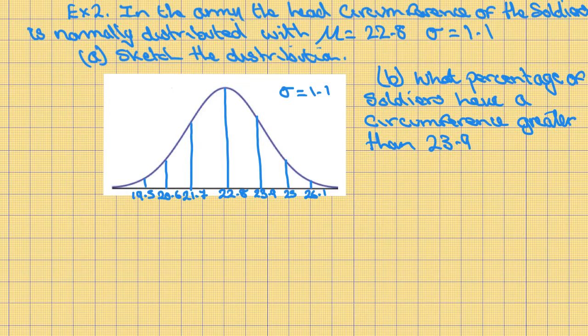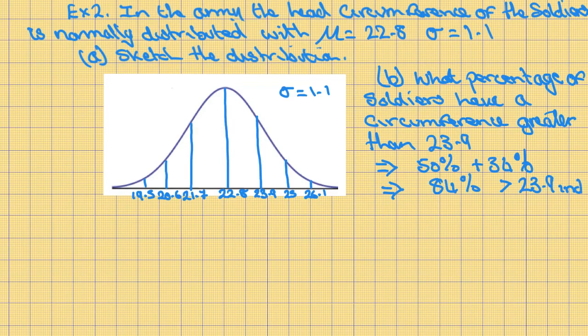23.9 is 1 standard deviation above the mean. That means it is 34% of the data above the mean. The mean is 50%, therefore it is 50% plus 34%, therefore 84% of all soldiers have a circumference greater than 23.9 inches.